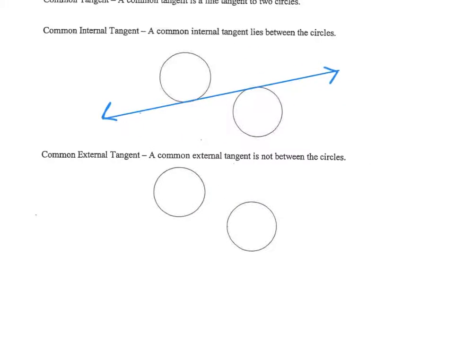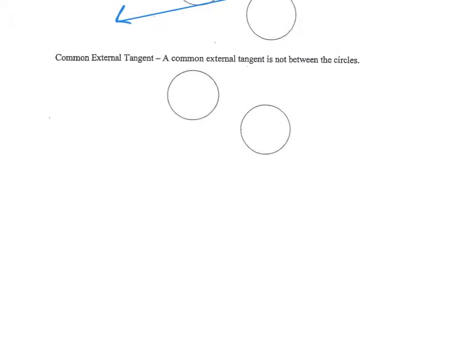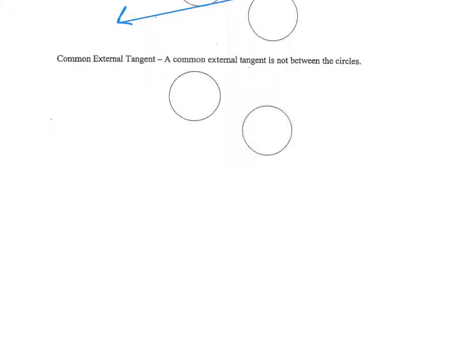A common external tangent is a little bit easier to draw. It is a tangent that is not between the 2 circles. So here we go. That would be your common external tangent.